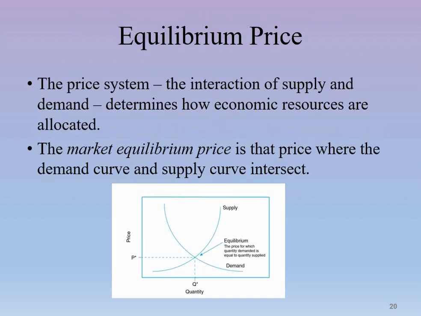On this next slide is a very important concept: the equilibrium price. Here you're bringing the supply curve in with the demand curve. The price system is the interaction of supply and demand. It determines how economic resources are allocated. Also, this is an important bullet: the market equilibrium price is that price where the demand curve and the supply curve intersect.